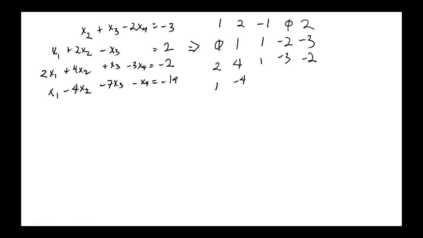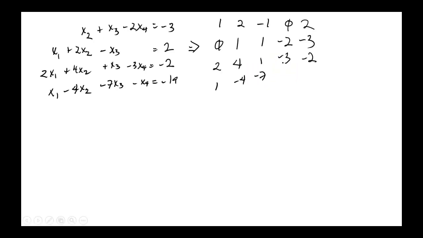Yeah, minus 7, minus 1, and minus 19. That's just 6. Okay, and when you do it in matrix form, be sure you put your brackets around it. So we've done the first step, which is get it as augmented matrix, and we've done the first elementary row operation, which is swapping the first 2 rows.